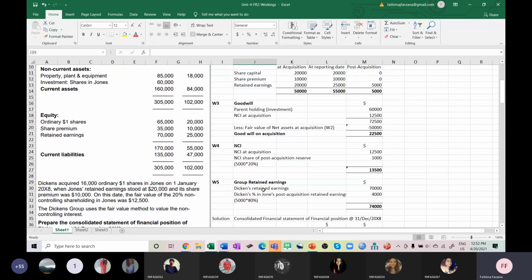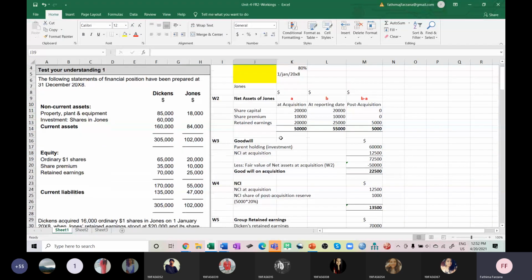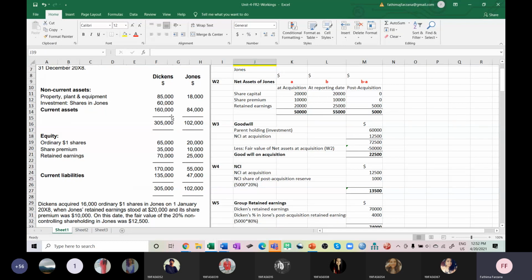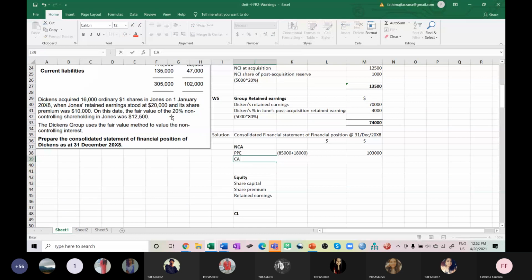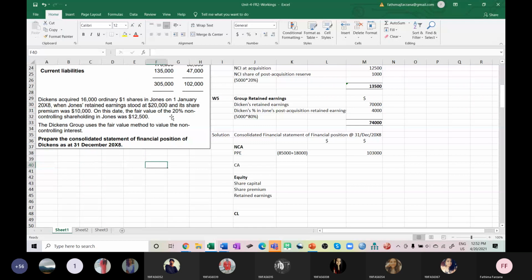So PPE we have to take. Then the next item is investment. You should not take this investment because that we already split here. How much you invested and how much is the goodwill, everything we split and we'll be showing it separately. This investment of 60,000 you're not supposed to take. And next you'll take current assets. Current assets are 160,000 plus 84,000. Okay, 2,44,000.